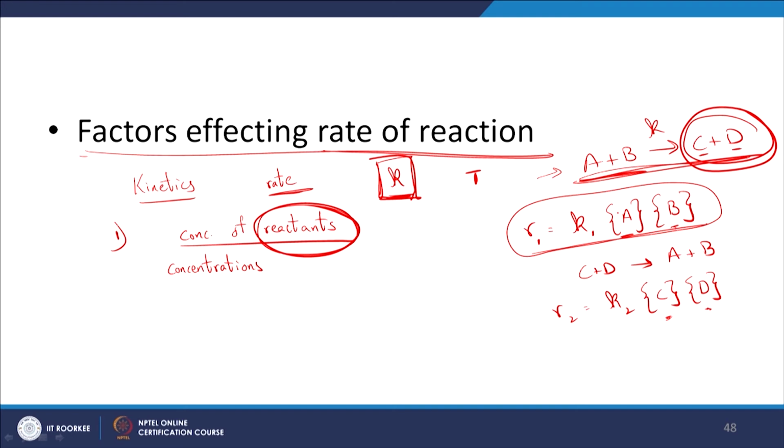Anyway, you can have concentrations here, that is not an issue. This should be concentrations, this should be concentrations. It depends on the concentration of your particular reactants, right. So let us look at the different kinds of reactions that we have.